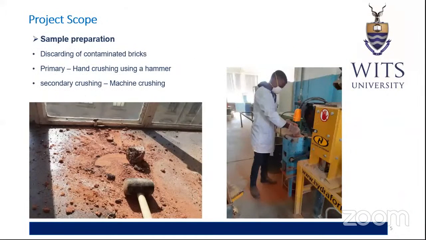Once the masonry bricks were collected and brought to the laboratory to prepare the bricks as samples for use in concrete, sample preparation began by discarding bricks that were contaminated with contaminants that can be seen by the naked eye, such as pieces of metal or wood. After that, we began primary crushing using a hammer and then secondary crushing using a crushing machine.